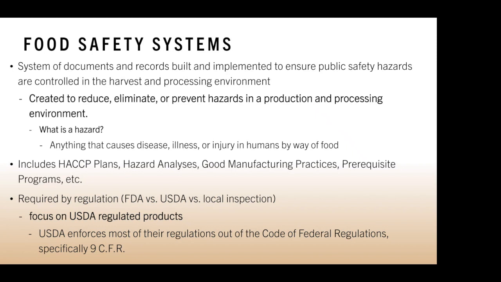As discussed, the food safety system includes things like HACCP plans, hazard analyses, good manufacturing practices, prerequisite programs, etc. HACCP plans are required by regulation, whether a facility is regulated by the FDA, USDA, or local inspectors. And note that our presentation will be focusing on USDA regulated products, and USDA enforces most of their regulations out of the Code of Federal Regulations, specifically 9 CFR.